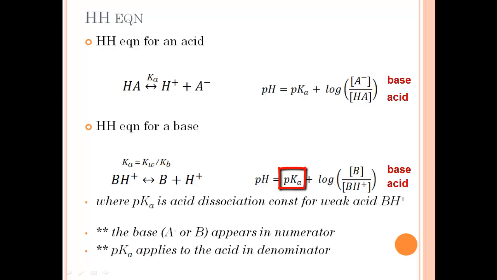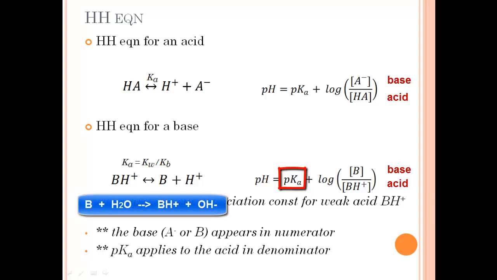Now I realize that you're not familiar with this particular version of the weak base equation. Usually what we have seen before is the weak base plus water in equilibrium with its weak conjugate acid, BH plus, and OH minus. But this is the same equation, just written from the starting point of the weak acid.